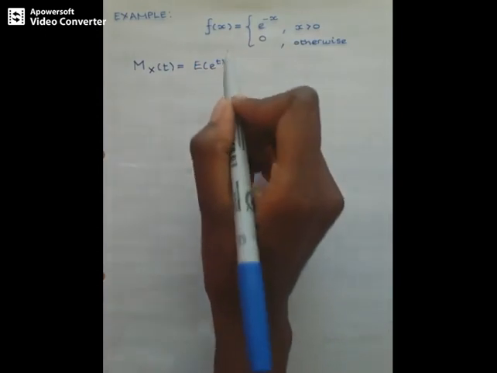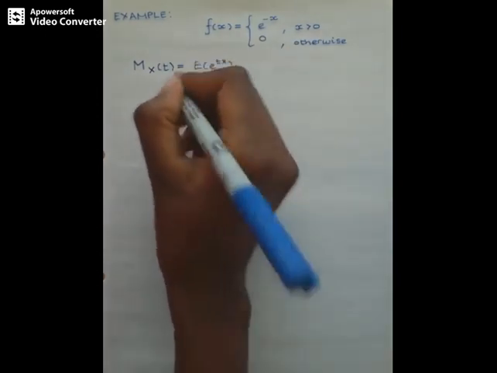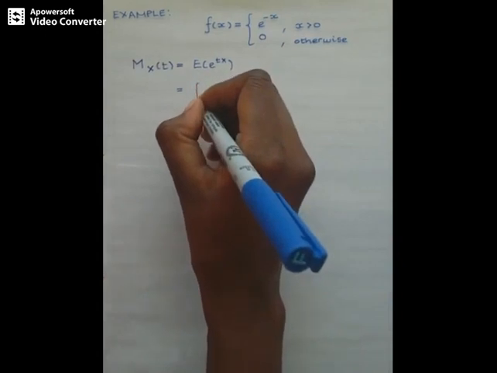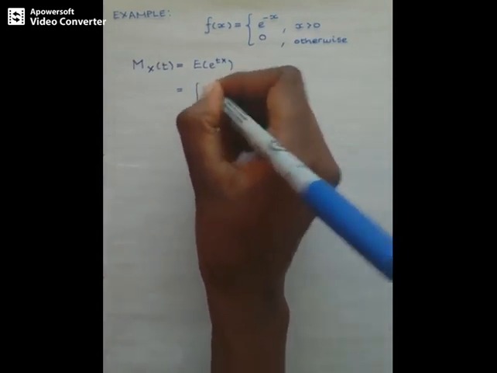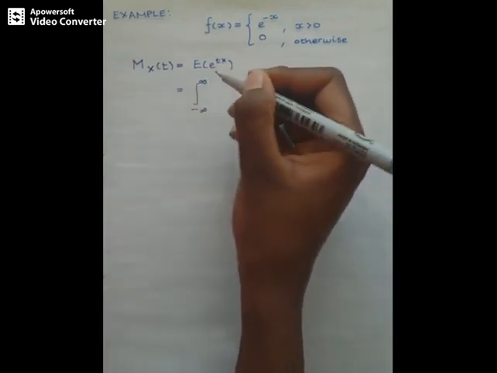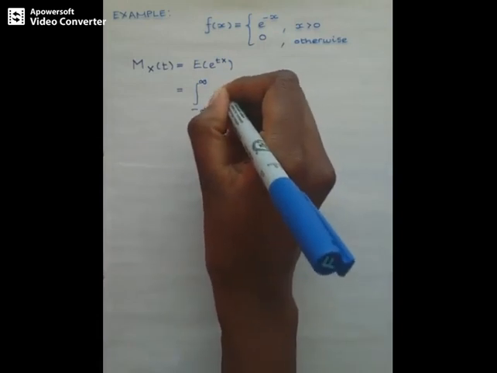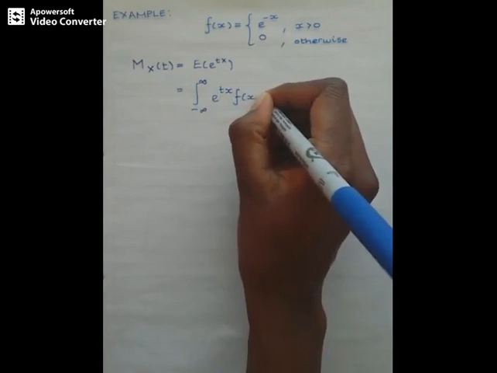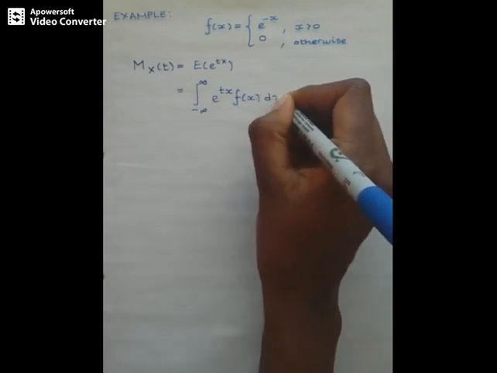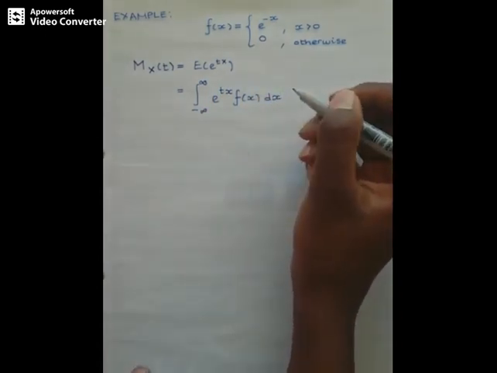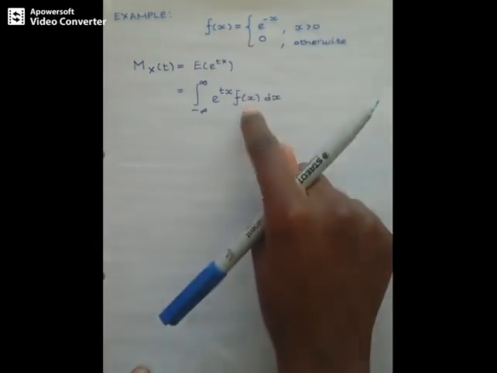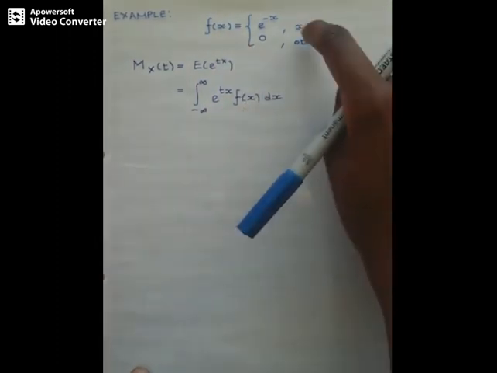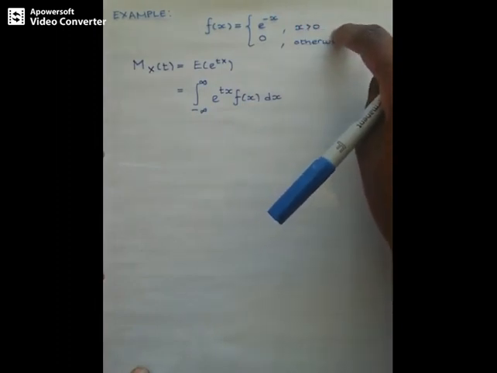Now, obviously, this is just a special hx function, so this expected value for a continuous random variable is the integral from minus infinity to infinity of e to the tx times fx dx. All right, so now we're just going to substitute fx in there, but remember that the domain of fx runs from x is equal to 0 up to infinity.